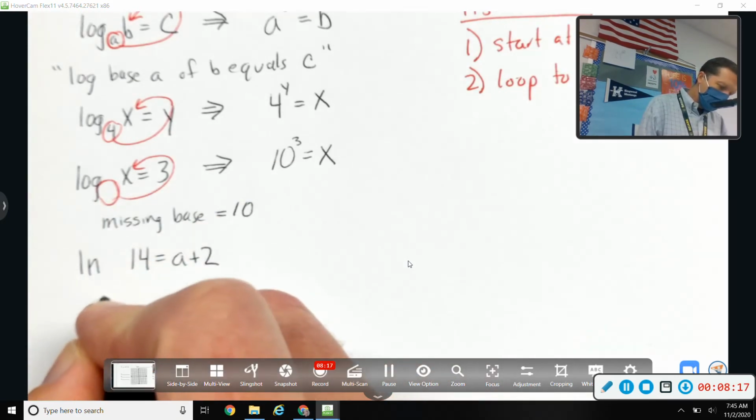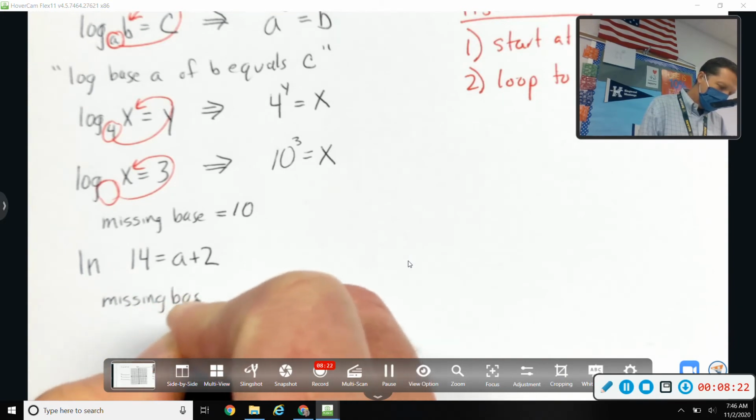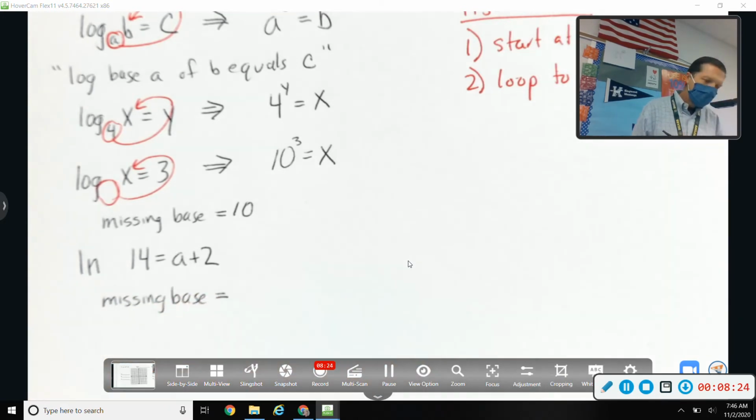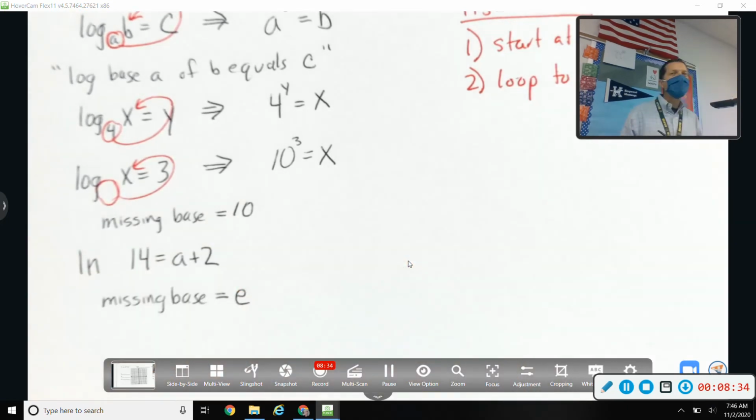You know what missing base goes there for a natural log? Nope. It's e. Missing base is e for a natural log. And that's why on the calculator, the e and the natural log always go together.